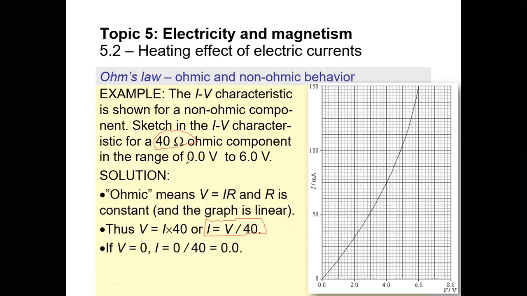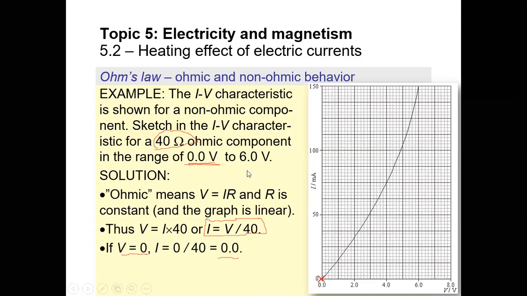Now the condition is, if it is the first condition, V is 0. So when V is 0, you can write I is equal to 0 by 40. That is 0 voltage, so 0 volt is here. So you will mark a cross here. You can see this is the first point.